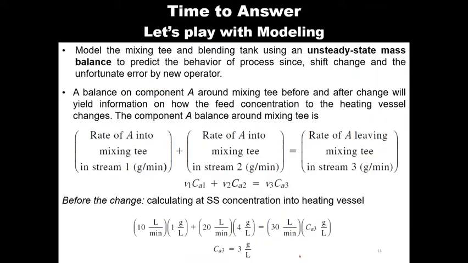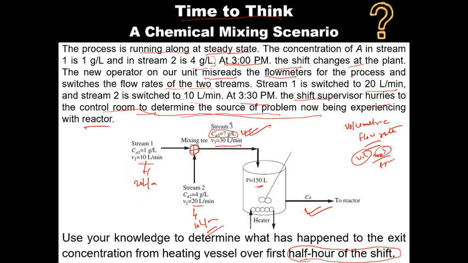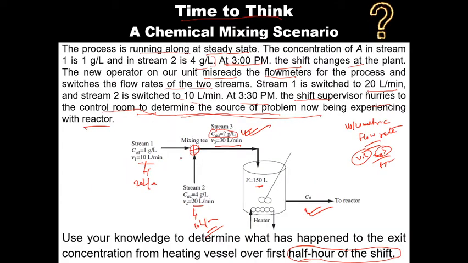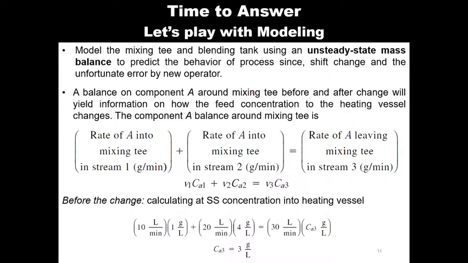Okay. So for that purpose, you have to understand how the process is running, how the process is behaving, what is the behavior of the process. You have to understand first. So for that purpose, what you have to do? You have to model the mixing tee and the blending tee. You have to understand the mixing tee process here and the other process here, using the unsteady state mass balance equation.